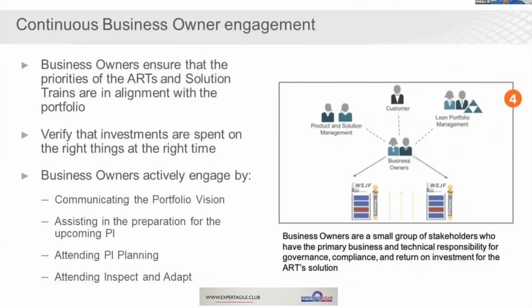Continuous business owner engagement. Business owners and executives are part of the lean portfolio, and so they need to be updated and engaged on a constant basis. One of the most important aspects of a successful lean portfolio management transformation is business owner engagement. If the business owners are not engaged with technology, there's going to be some problems and it might even fail.